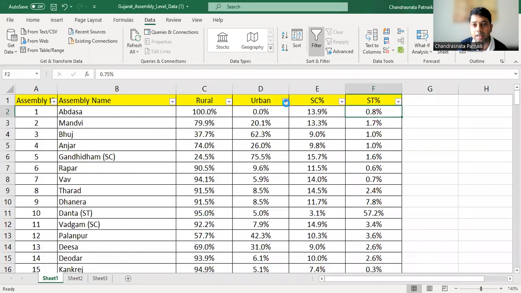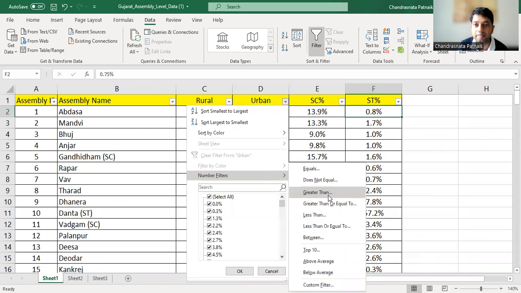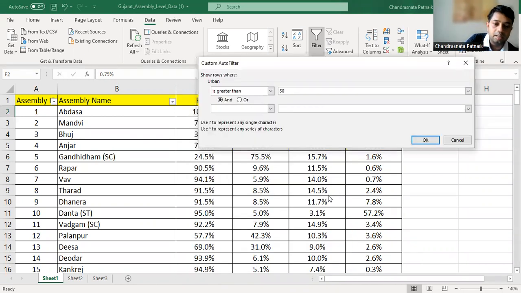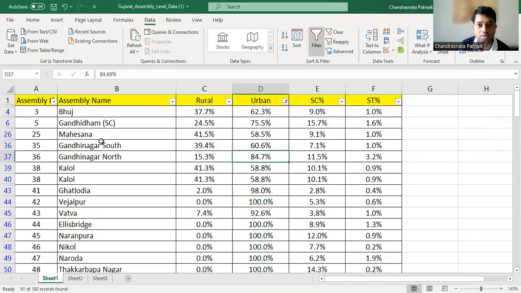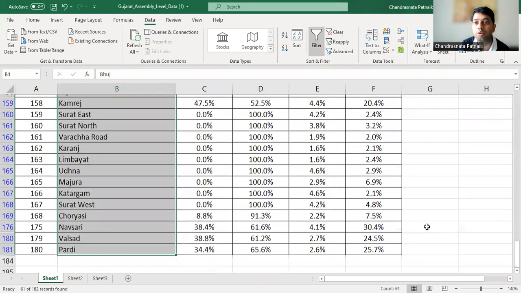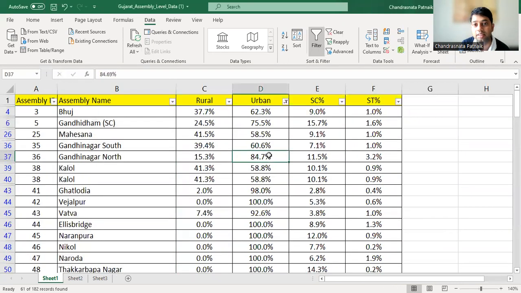So I'm putting a filter of greater than 50%. How many assembly seats in Gujarat have an urban population greater than 50%? What you find is a total of around 61 seats. In Gujarat, you all are aware that there are a total of 181 seats. So that means 30% of the Gujarat seats have an urban population greater than 50%. Very, very significant and interesting data.